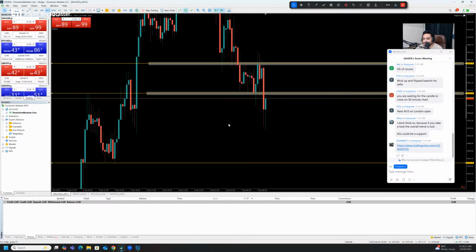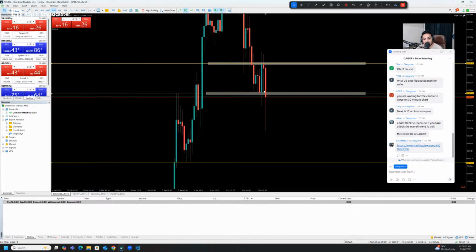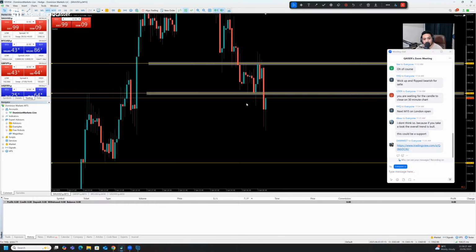If the M30 closes below the range with this huge wick, will you consider to sell? No way. I will never take a sell if this candle closes within the range. M15 closed back into the range. If it closes back into the range, there's a probability it can fill this range again. So just need to wait here.